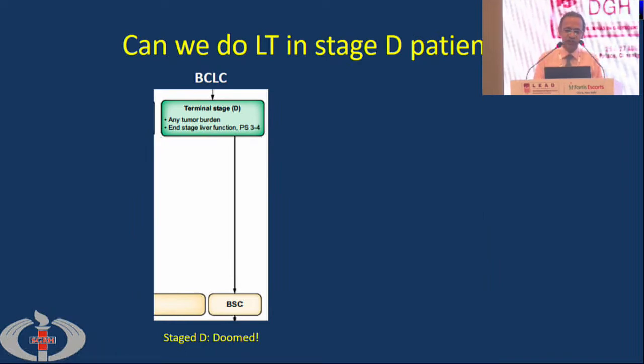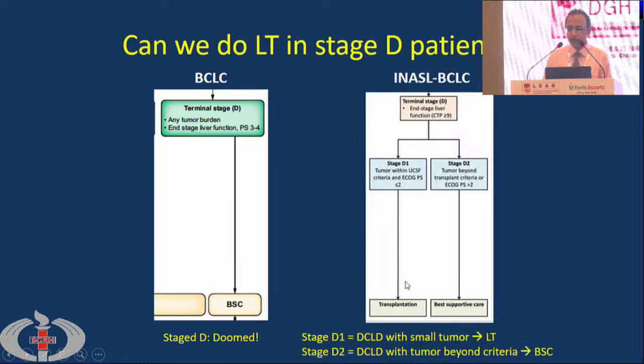And can we do liver transplantation in stage D patients? The BCLC staging says no, and this stage is doomed for these patients. But we have clearly stated that in the terminal stage, with end-stage liver disease, the Child C cirrhotic patients, if the tumor is within transplant criteria, especially within Milan or UCSF, then these patients can have good transplant outcomes. So these patients should be taken up for transplantation if it is available and if the patient can afford it.